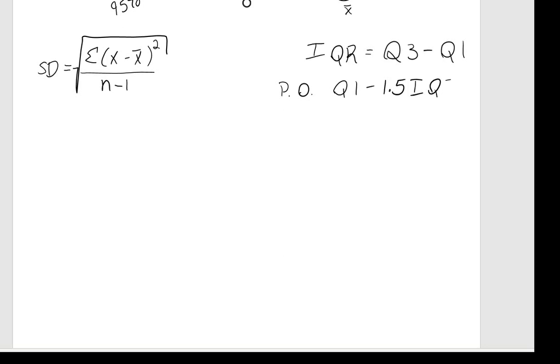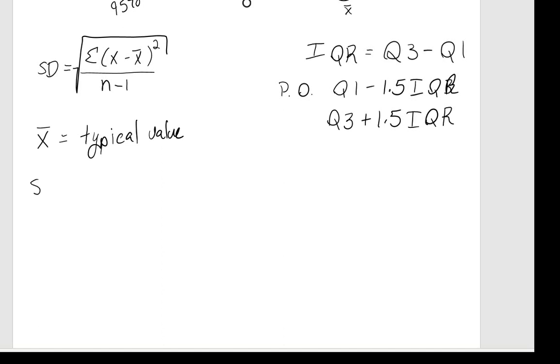Also, when we're looking for potential outliers when we have skewed data, that's going to be Q1 minus 1.5 times IQR and Q3 plus 1.5 times IQR. So remember, if a value is below Q1 minus 1.5 IQR, that means it's going to be a low outlier, and the other one will be a high outlier.